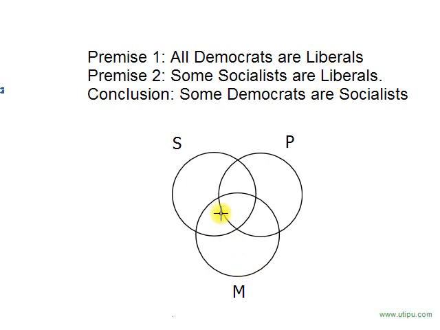Now, in testing the argument for validity, the following steps are taken. Step 1, diagram premise 1. In this case, it's an all claim, right? So it's an A claim, all Democrats are liberals. And so in this case, what we do is we fill in or shade. So we have all Democrats are liberals, which is all S are M. And so what we have to do is shade it so that all the S's are also M.